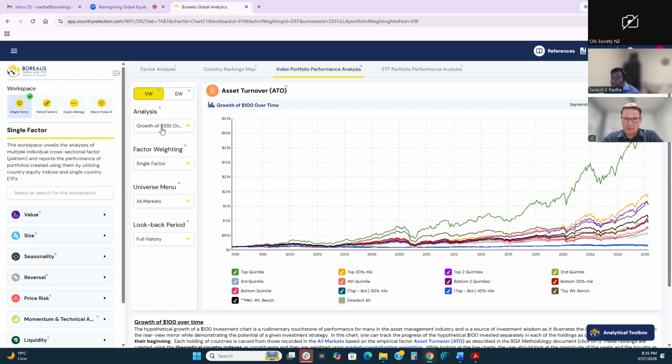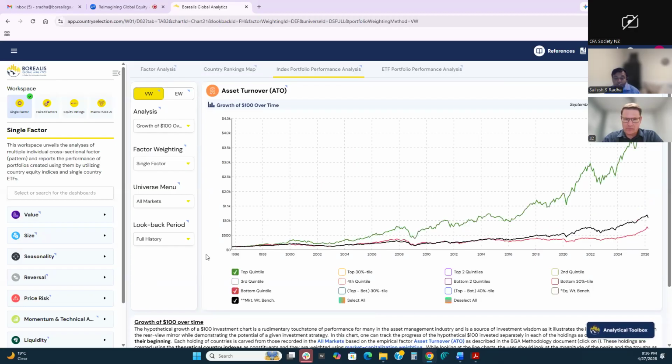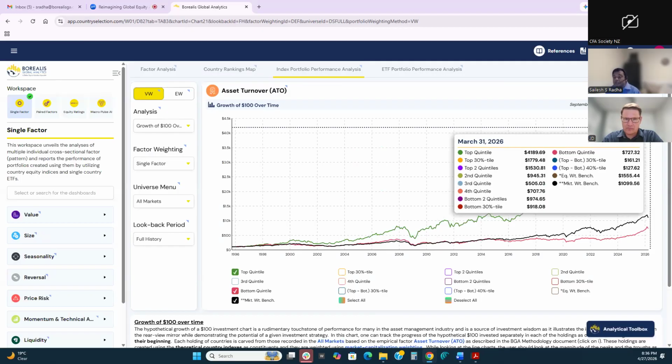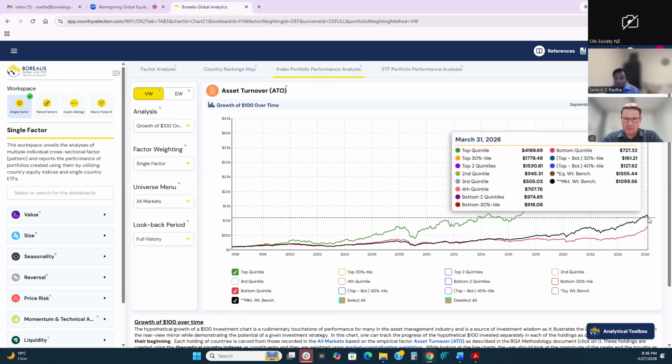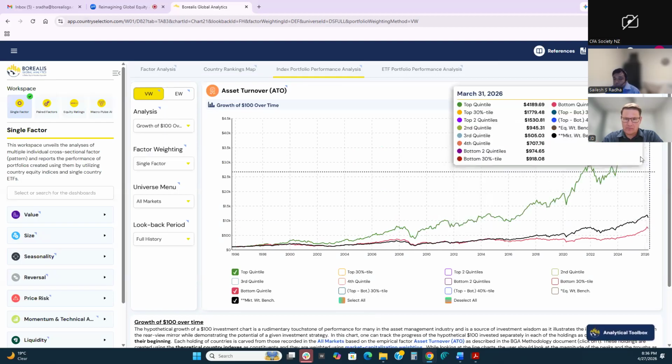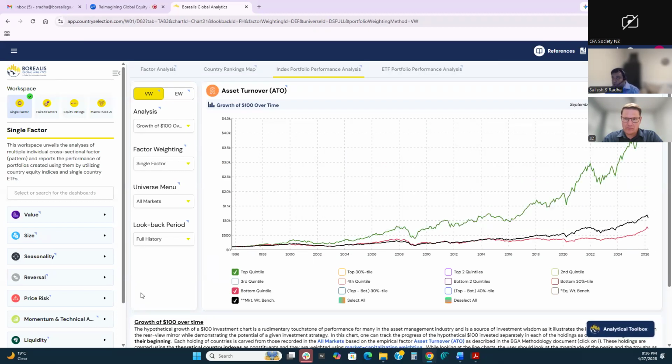I've got so many, I said 500 million charts, right? So I can't go through all of them, but let's look at growth of $100. Let's deselect all this: top quintile, bottom quintile, and the market weight benchmark. So you see this with $100 in 1996, it ends up somewhere here with 4,189. The red is the low quintile, and the black line is the benchmark. So you see that it's really outperformed the benchmark as well as the low quintile, right? Now this is the full history, since 1996.